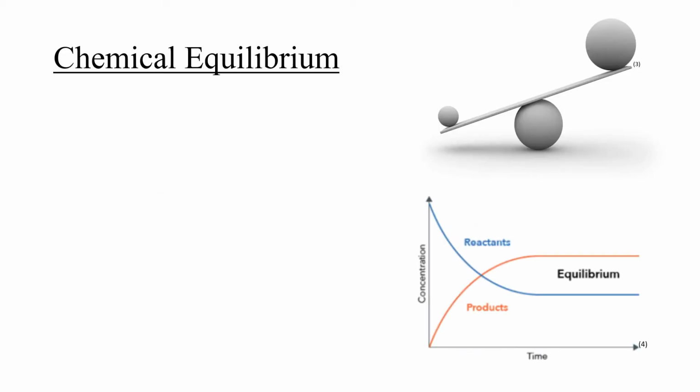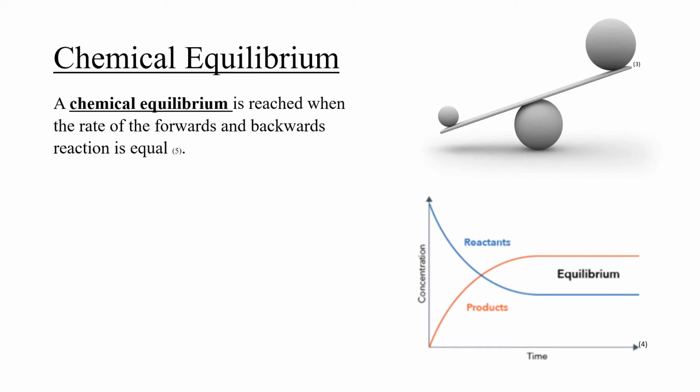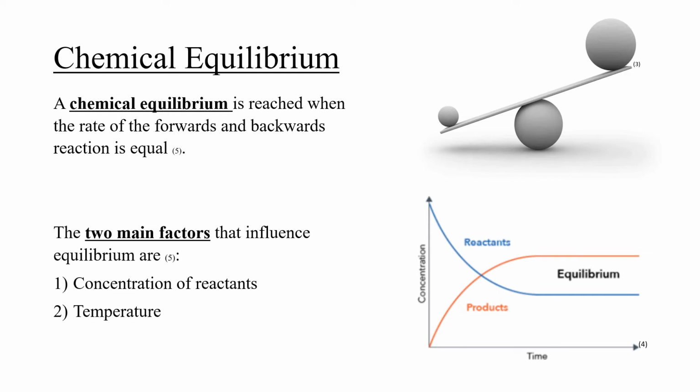Let's start off with some review to jog your memory and brush up on a few important topics. A chemical equilibrium is reached when the rate of the forwards and backwards reaction is equal. There are two main factors that influence equilibrium. The first is the concentration of the reactants, which determines how often reactants will collide with each other. If a reactant or reactants are low in concentration, there won't be very many collisions. But if they're in high concentration, there will be lots of collisions. The second factor that influences equilibrium is temperature, wherein increasing the temperature of the reaction leads to more high-energy collisions.